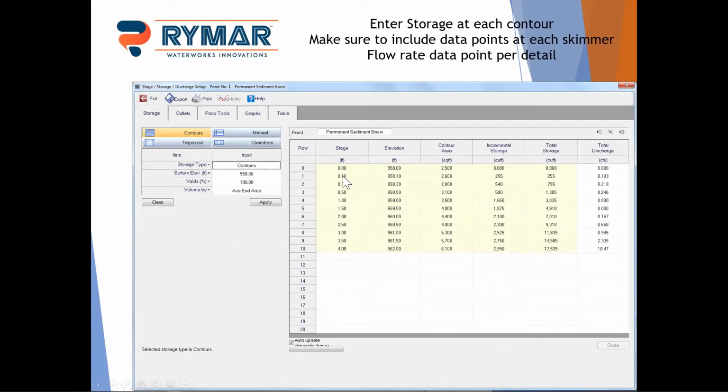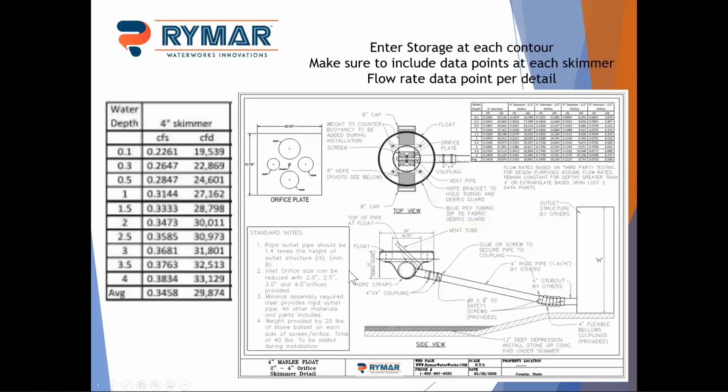As we built our basin, we put in data points so that we could plug in the skimmer flow rate and build that flow rate curve into the outflow. So we see we've got a 0.1, 0.3, 0.5. Now, we did this as an example. You may decide that it's not critical to put in every data point and just put in every foot, whatever you may prefer and you feel like is reasonable, but we did this to provide the most accurate flow rate information we could. Again, our details provide those flow rates at every 0.1, 0.3, and then every half a foot up to 4 feet.